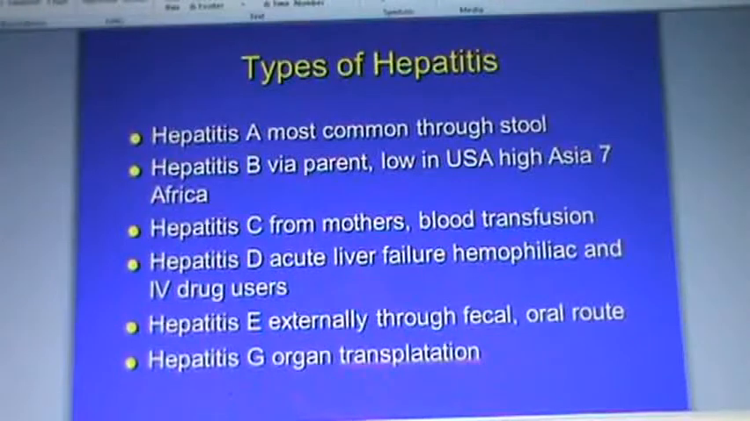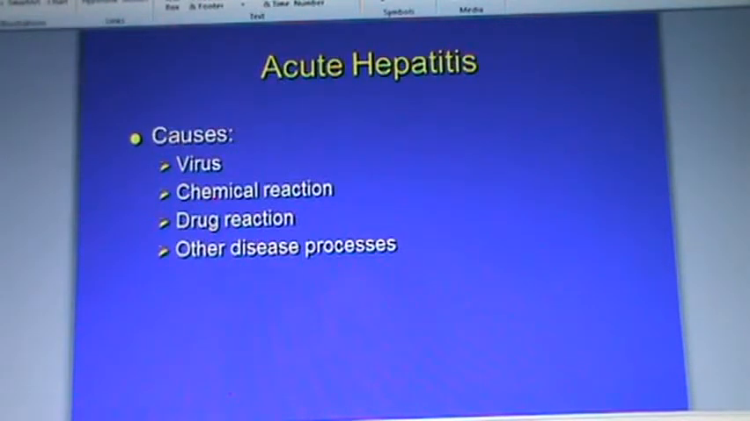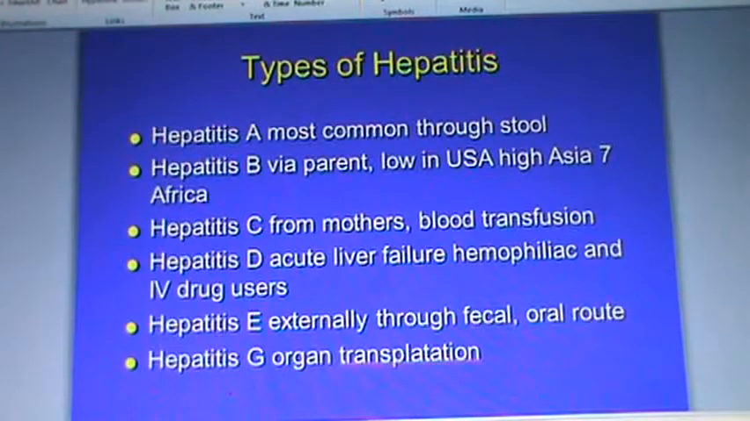Hepatitis E, externally through fecal oral route. Hepatitis G comes from organ transplantation. Acute hepatitis, the causes. Yes, we did that before.